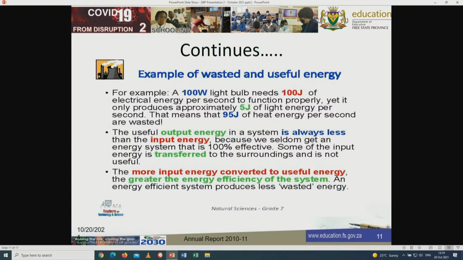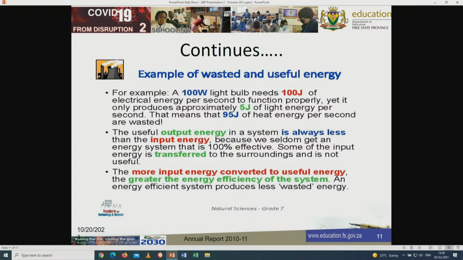The useful output energy in a system is always less than the input energy because we seldom get an energy system that is 100% effective. Yes. There is no way we can get a system that is so effective that it reaches 100%. No ways. Somewhere, somehow, that system is going to lose energy.